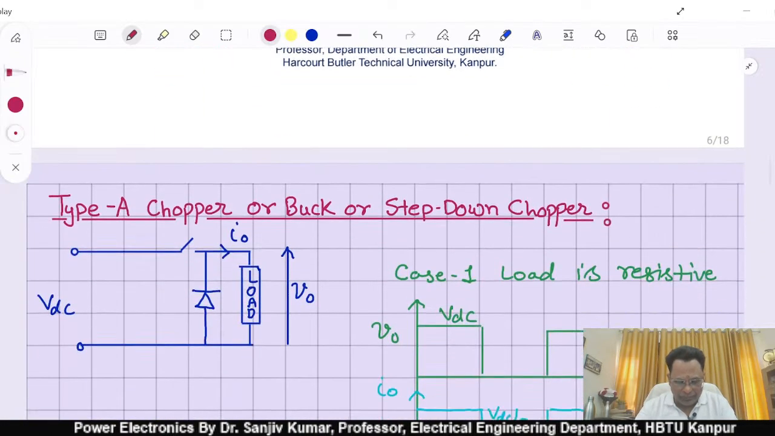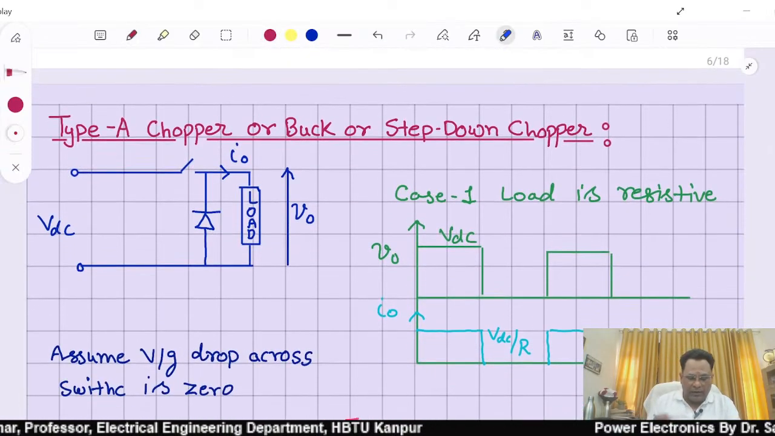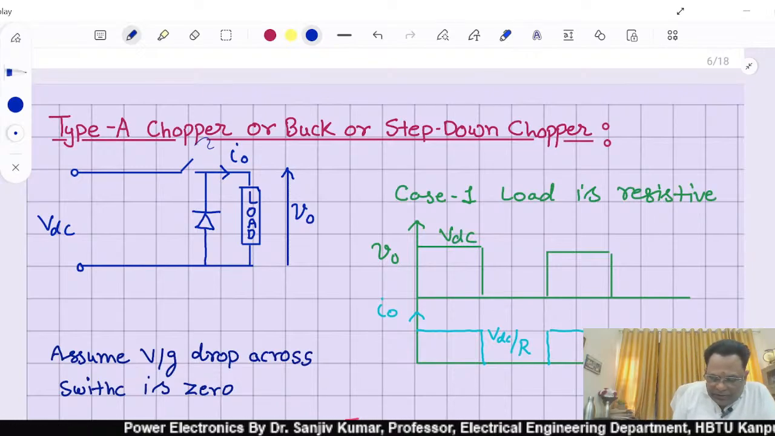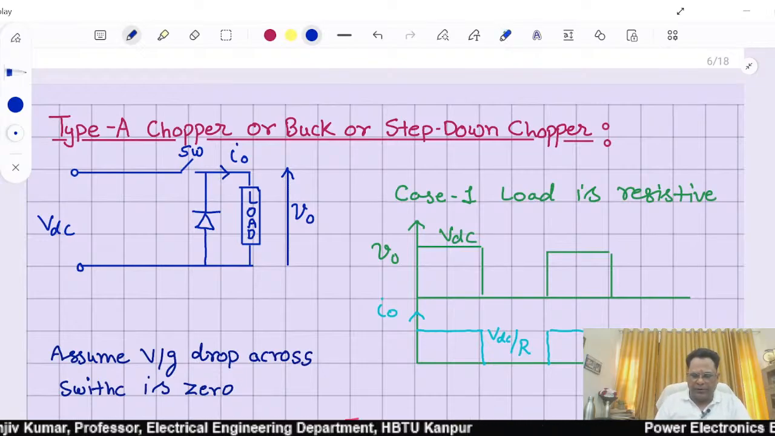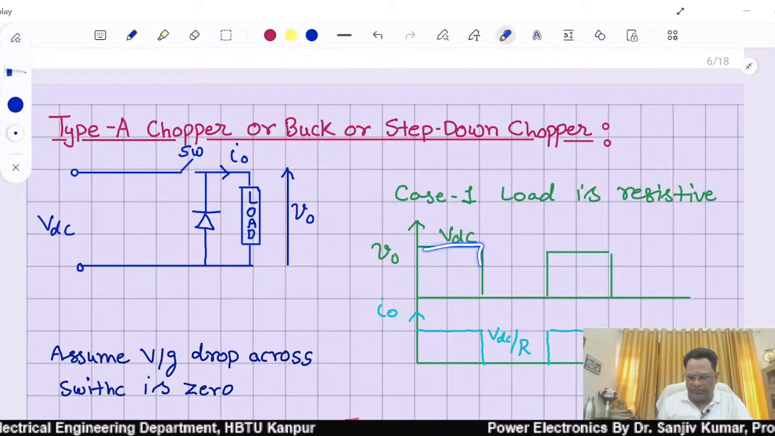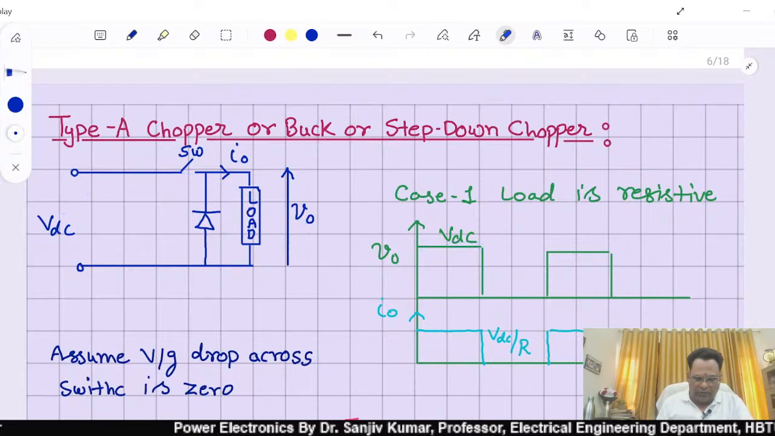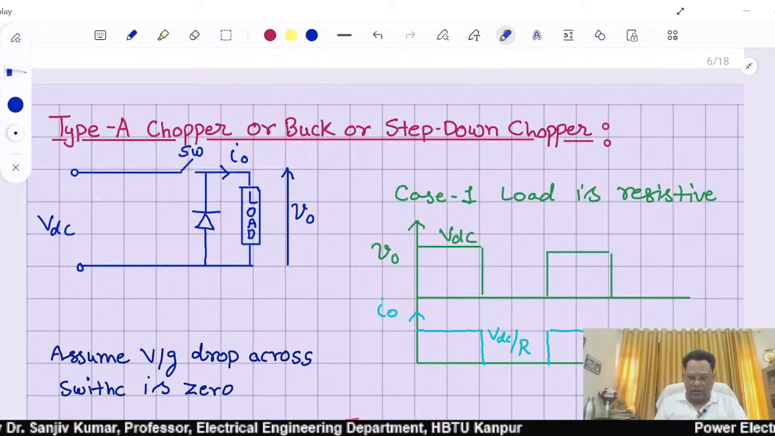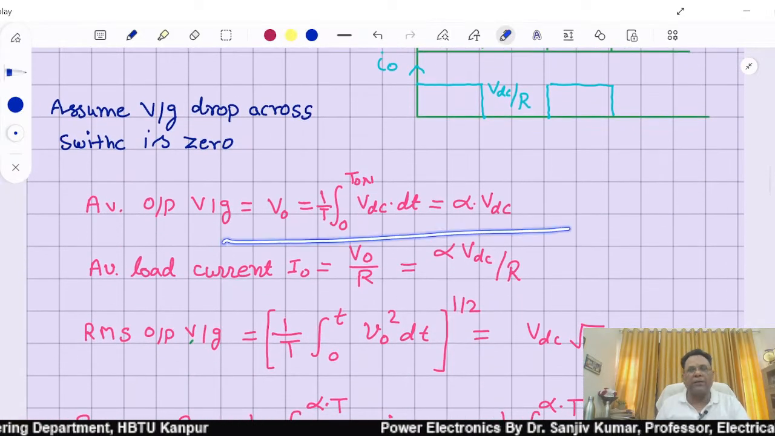Right, so as we have already seen that the buck chopper, this is the switch. Let me mark it as switch. Right, once the switch is on, it will give you output as VDC, and when it is off, the current circulates through the freewheeling diode and you will get the zero output voltage. And this is how we will calculate the average output voltage.